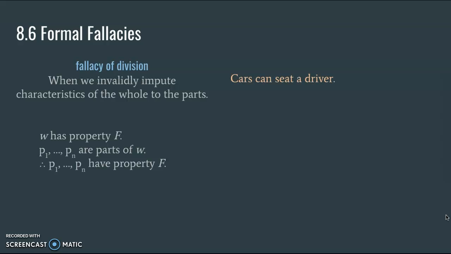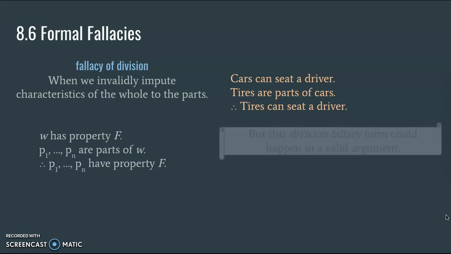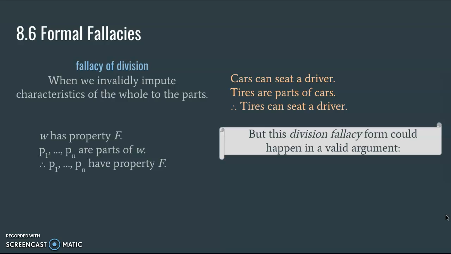So if we have, for example, cars can seat a driver. Tires are parts of cars, therefore tires can seat a driver. All right, so this is a person trying to sit in a tire. Probably that wouldn't work out so well, right? So we'll say that the premises are true and the conclusion is false. All right, so that would be an invalid instance of this fallacy.